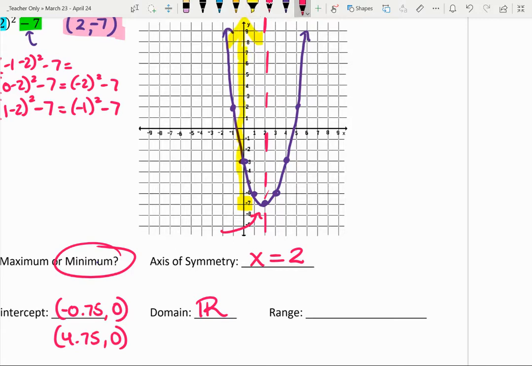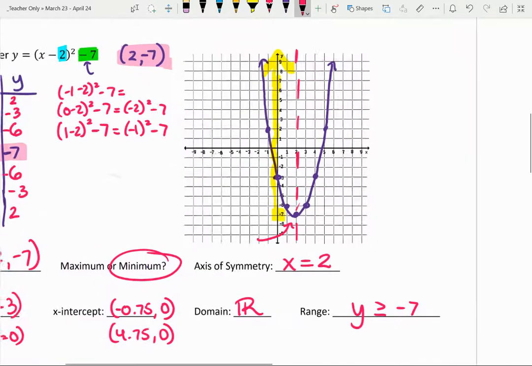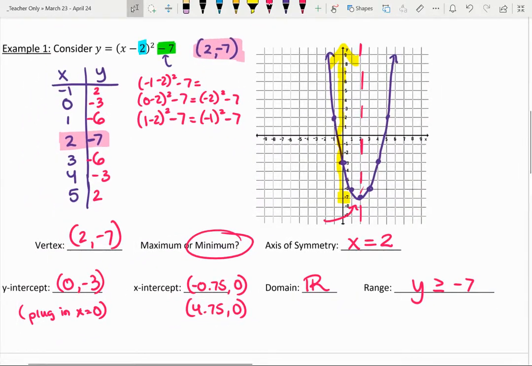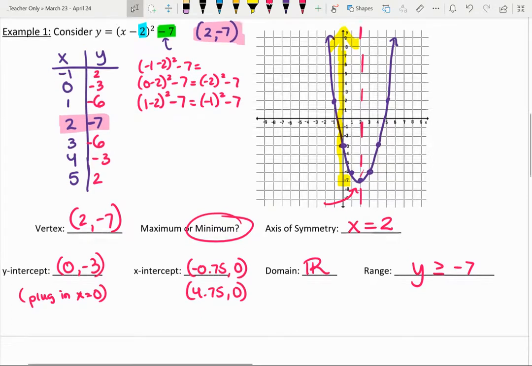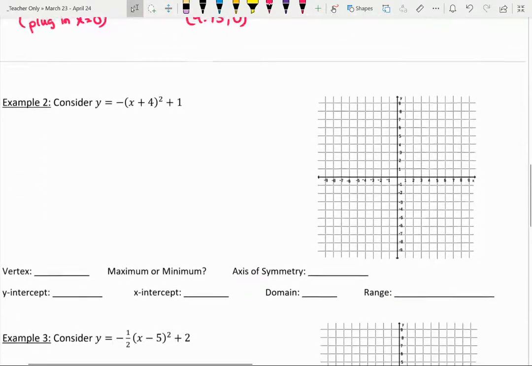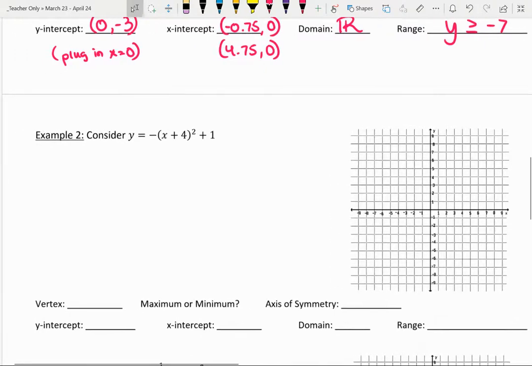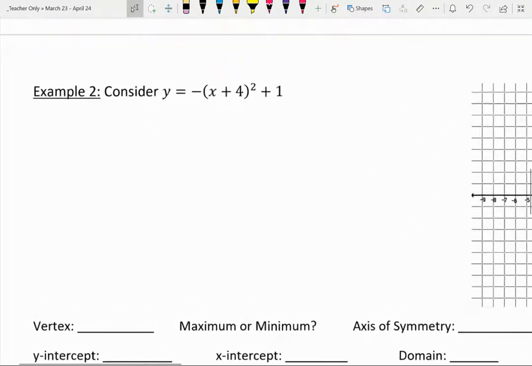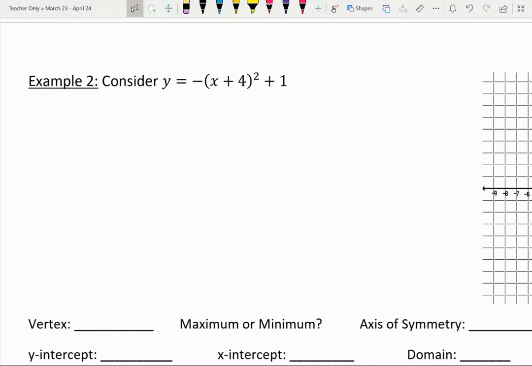So I'm going to say that my range is y is greater than or equal to -7. Again, right now we're just practicing how to use vertex form to find the vertex, and then what the features are. We're just reviewing what all those features are. So we're going to do another example together, and then I'm going to let you finish examples 3 and 4 on your own. So example 2 here, we've got negative x plus 4 squared plus 1.